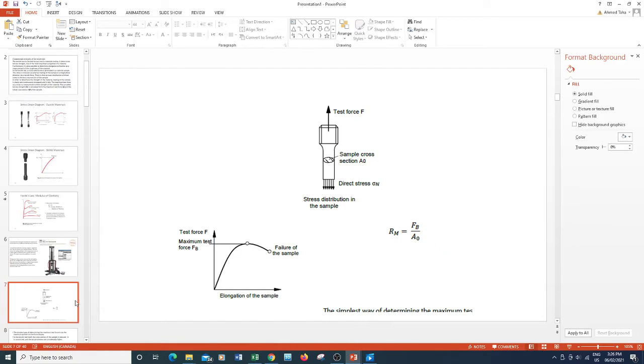Now we have the tensile force curve versus elongation. We are going to do something similar to this, and we are going to test a sample of steel similar to this, and we are going to apply a tensile force. The stress on the cross section is the force divided by the area of the cross section.